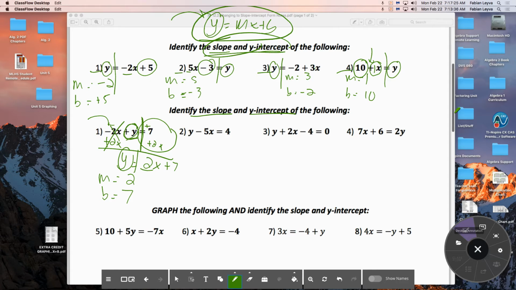And your b, your y-intercept, is going to be whatever you're adding and subtracting. All right, let's go to number 2. Notice that, again, your y is not by yourself, so you don't know the slope-intercept form. You have to get it to slope-intercept form.